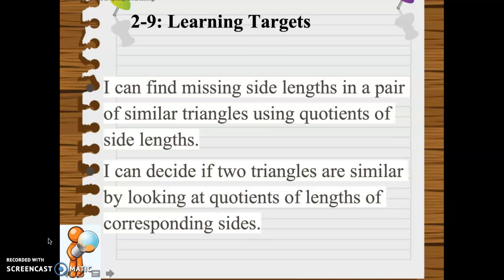So our learning targets for this lesson are: you can find the missing side length in a pair of similar triangles using the quotients of the side lengths. We talked about that in the beginning, in the desk practice and in the book practice, which is going to lead to slope. And you can find that two triangles are similar by looking at the quotients of the corresponding side lengths, and we found the missing side lengths.